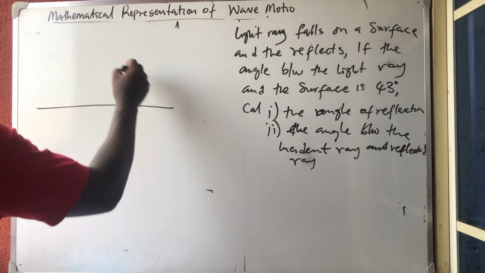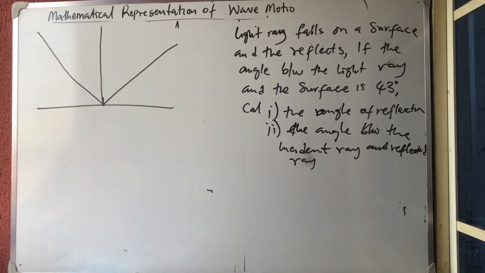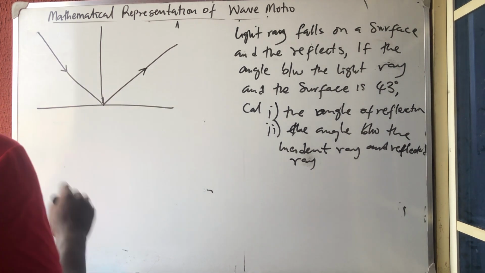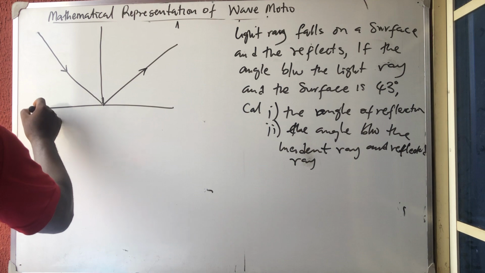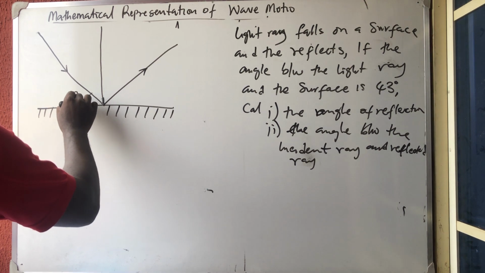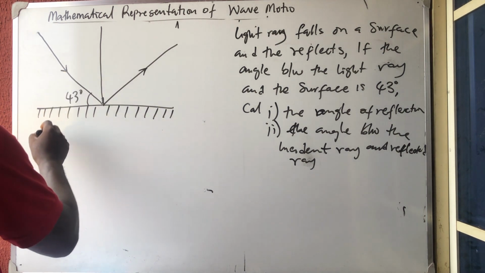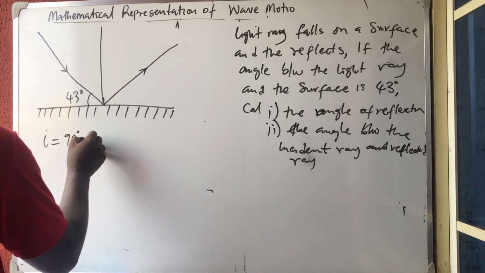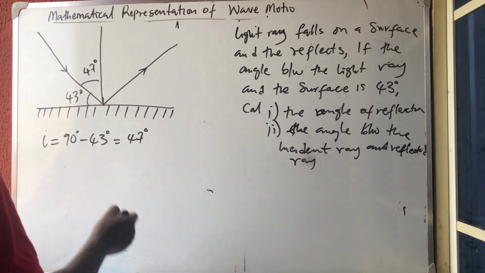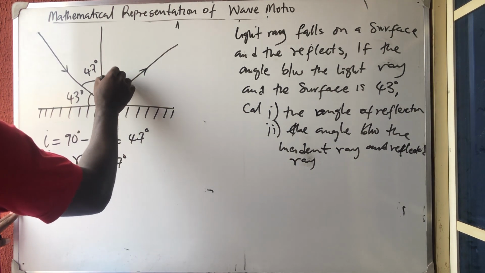Now we have this. The light came from here, hit this and then bounced back. But they say that the angle the light makes with the surface, not with the normal but with the surface, is 43 degrees. Now we know that the surface and the normal make an angle of 90 degrees. So to get our incident angle will now be 90 degrees minus the 43 degrees, which is 47 degrees. And we know that our incident angle is the same as the reflected angle, which is 47 degrees. So here is equally 47 degrees.